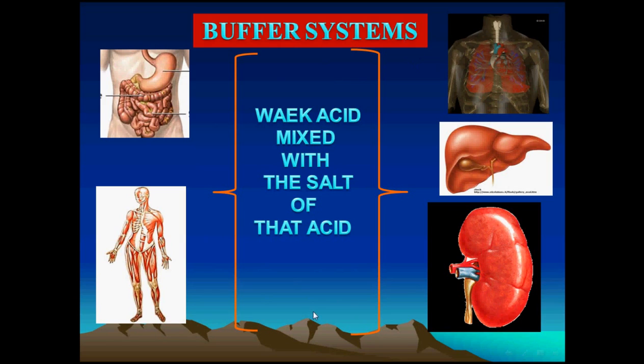So the buffer system, this is the extracellular buffer system. It is formed of a weak acid mixed with the salt of that acid in order to minimize the change of the pH. But this is aided for sure by the respiratory system, by the lung, for the excretion of carbon dioxide, which is a volatile acid, or by the kidney, which is meant for the excretion of hydrogen ion, or for the fixed salts or fixed acids.